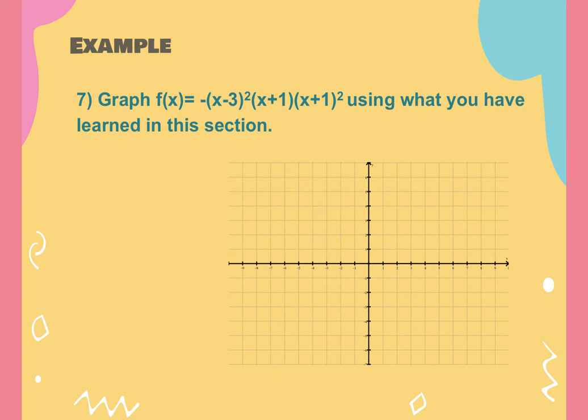Here, and then we'll save some of those for tomorrow. So this is example 7. Now this time the format's a little different, right? It says f of x equals -(x minus 3) squared times (x plus 1) times (x plus 1) squared, using what you've learned in this section. So the first thing is you've got to figure out end behavior, and this is in a very different format. You do not need to multiply those all the way out to figure out your end behavior.